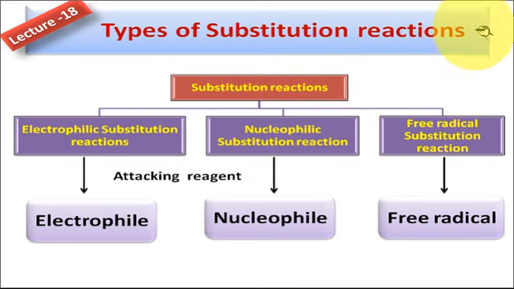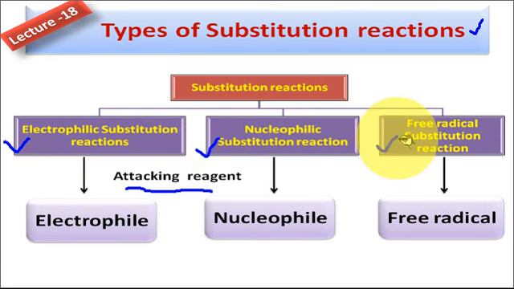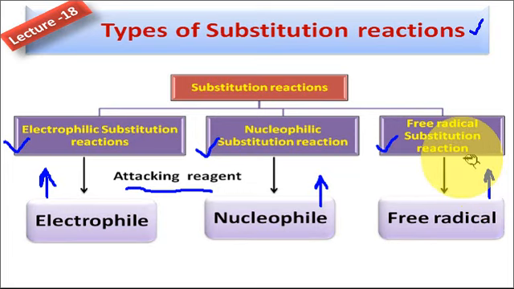Next is the types of substitution reactions. On the basis of the attacking reagent, the substitution reactions are of 3 types: electrophilic substitution reactions, nucleophilic substitution reactions, and the free radical substitution reactions. Obviously, when the attacking species is the electrophile, then it is called the electrophilic substitution reaction. While when the attacking species is the nucleophile, then it is called the nucleophilic substitution reaction. And when the substitution takes place with the free radical attacking species, then it is called the free radical substitution reaction.